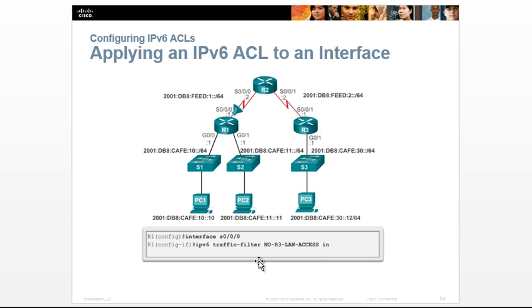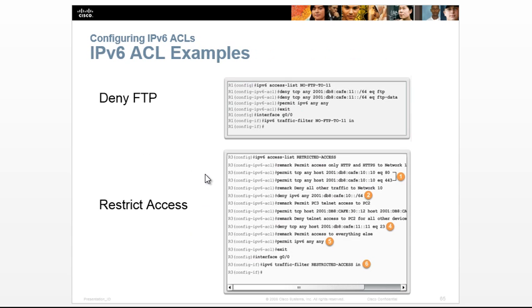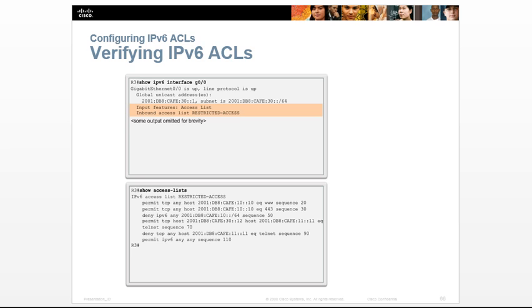So here we show again where to place it. Placement would be very much with the same rules of IP4. Here they're going to deny FTP, for example, on certain addresses using an IP6 ACL. And down here we're going to have a couple that will restrict access. Verifying an IP6 ACL, we can use our same commands to look at it, except this time we'll show IP6 on whatever interface, and we should see an inbound or an outbound.